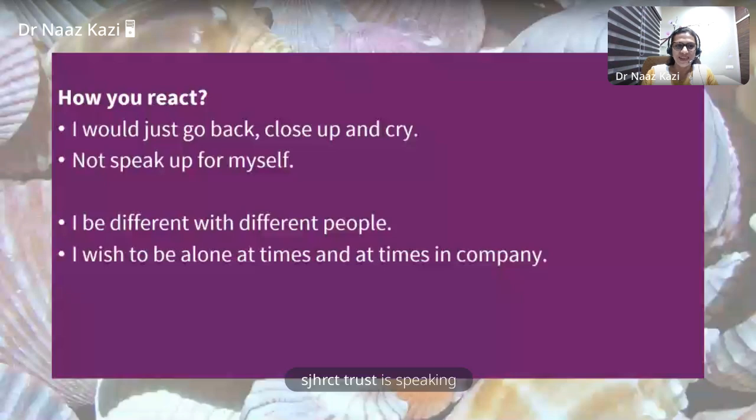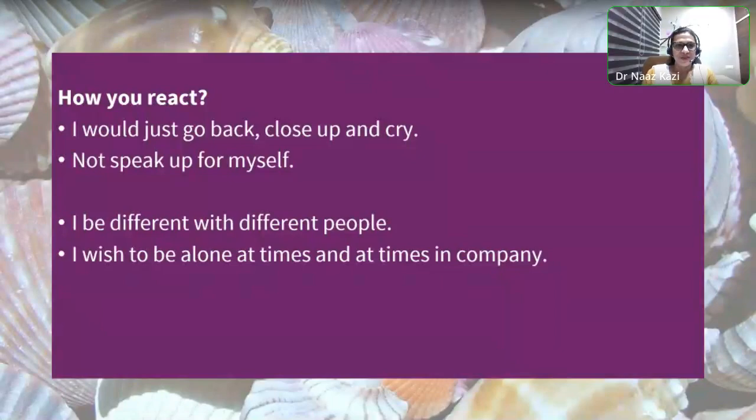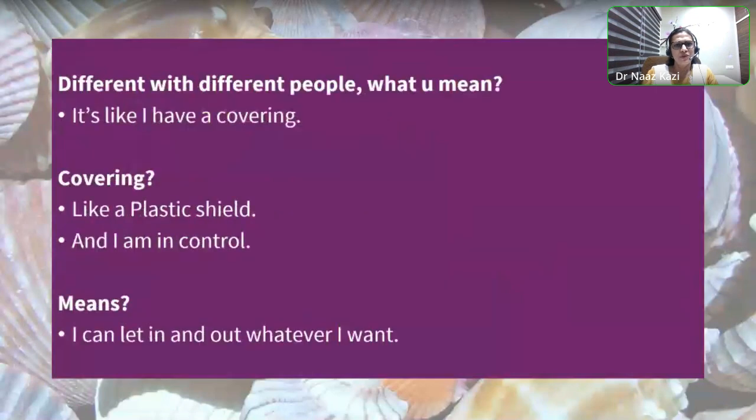We still need to go out and come back. Yes. So we did get this kind of a reaction from her, but still we need to be sure of it. And she says, I am different with different people. So I wish to be alone at times and at times in company. I just did not understand this, right? So I said, what do you mean by being different with different people?